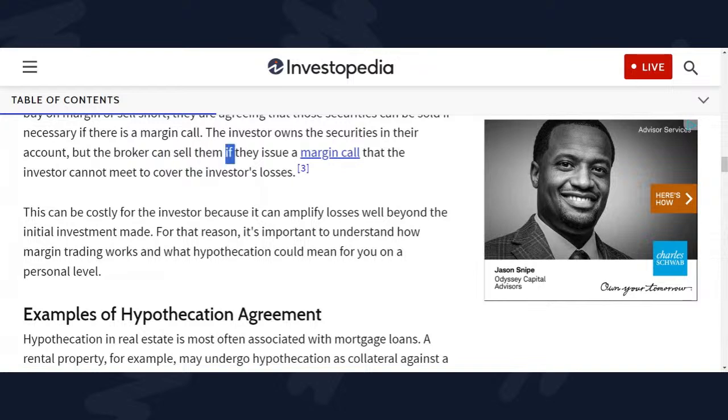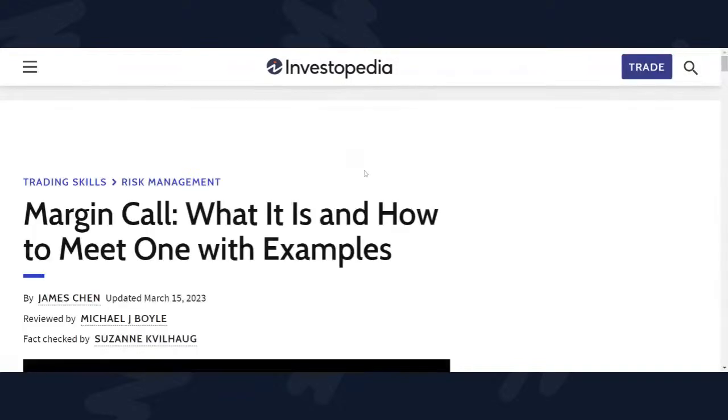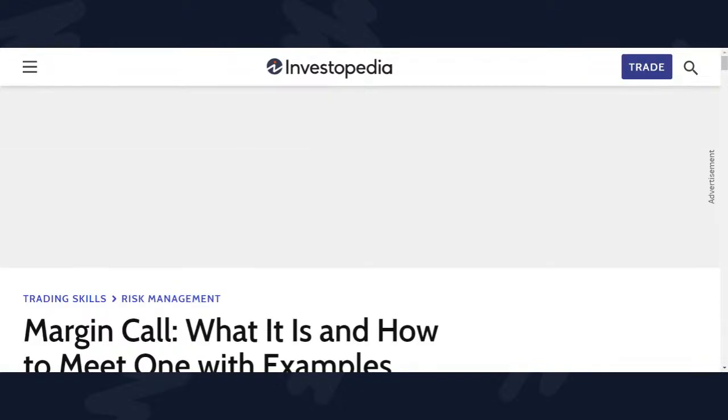The broker can sell them if they issue a margin call. This is what you're doing every time you sign a document. You're selling it.